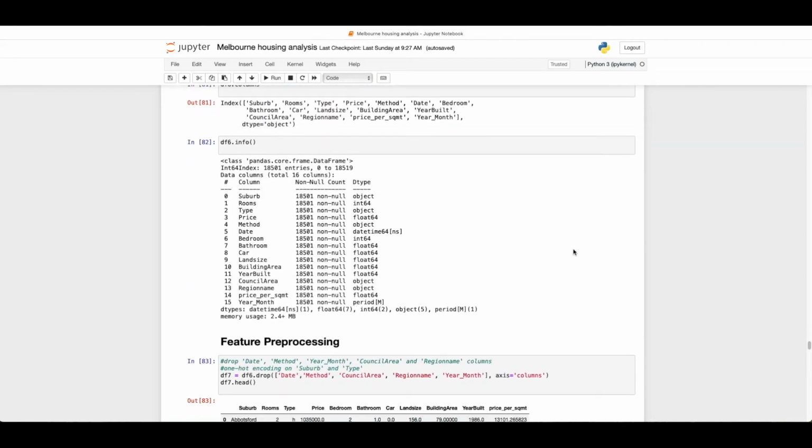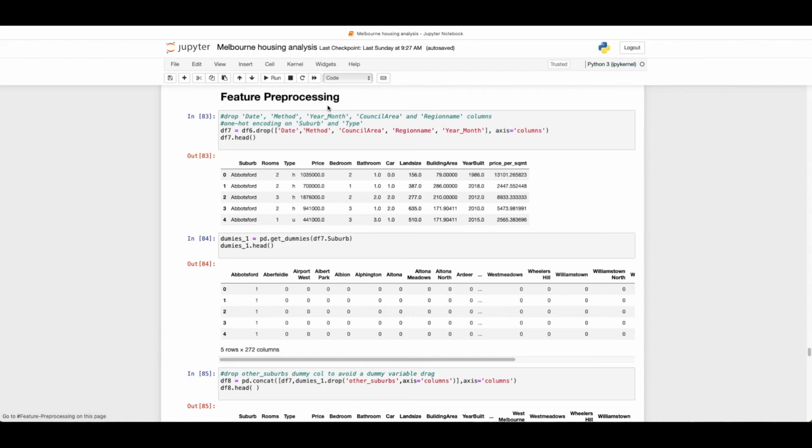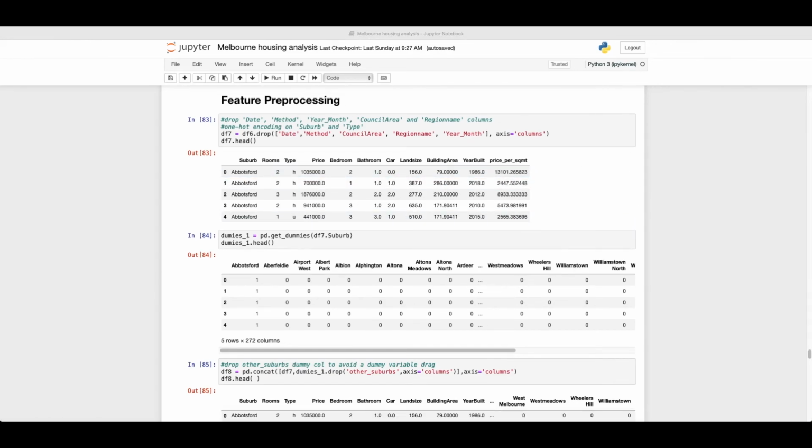And next, we're going to run a quick machine learning demo. We're going to do the feature processing first. On feature selection, I dropped the date, method, year, and months, and since we're going to keep the suburb column, and suburb is smaller than the council and region area, I also dropped the council area and region name columns. I kept the property type column here.